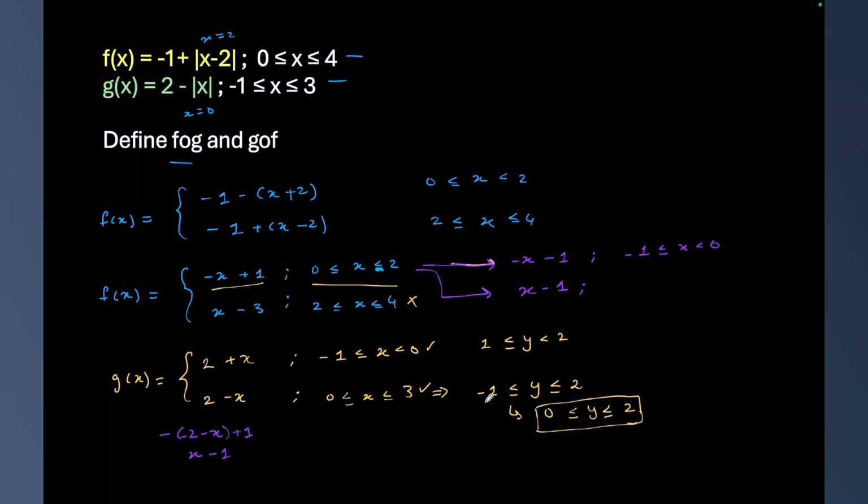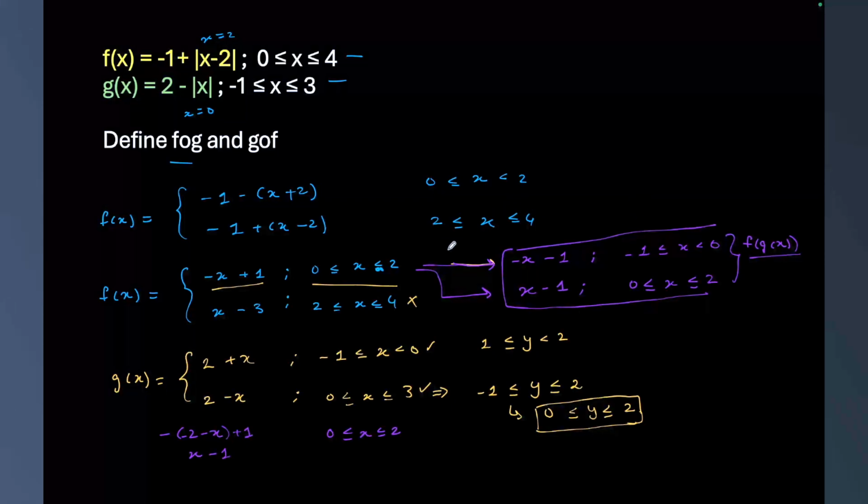Similarly, I need to find the correct domain so that I get this range, right? So I need the range to be from 0 to 2. When do I get 2? When my x is 0, and when do I get 0? When my x is 2. So x is from 0 to 2. That's my composite function for f of g of x. So f of g of x comes out to be this right here. Yes, it was a little complicated, but I hope it was understandable.